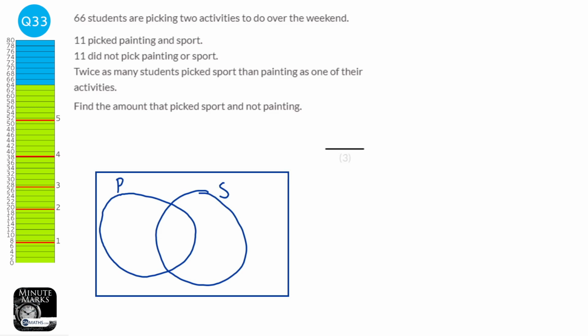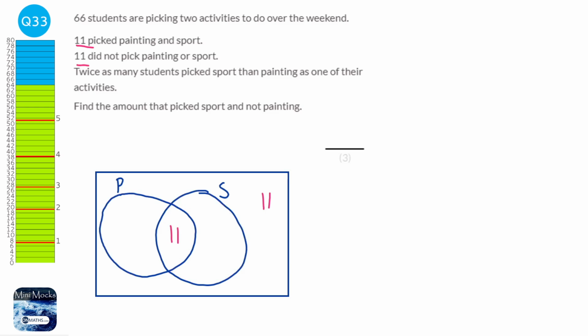So let's start filling in the information it gives us. So 11 picked painting and sport. So that will go in the middle because that is painting and sport. And 11 didn't pick painting or sport, so they can sit on the outside. Now here's the problem. It says twice as many people picked sport than painting as one of their activities. So it's saying that the total number in the sport circle is twice as big as the total number in the painting circle.